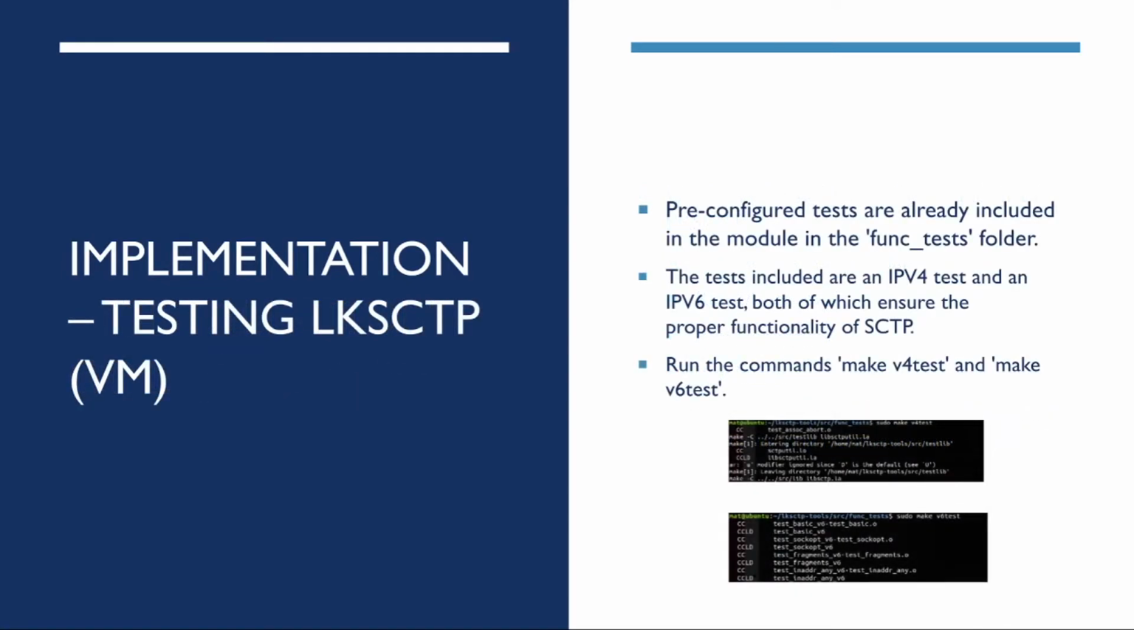For testing the Linux kernel module, it comes with a few pre-configured tests written in C included in the func test folder. These tests are an IPv4 test and an IPv6 test, both of which ensure the proper functioning of SCTP on Linux. To run these, all you do is cd into the folder and use make v4 test and make v6 test. Once these tests were complete and they passed, I could move on to installing the Linux kernel module into the EC2 instances.